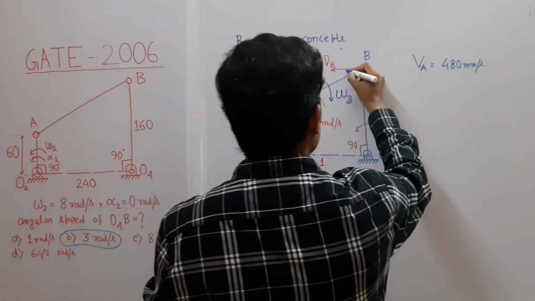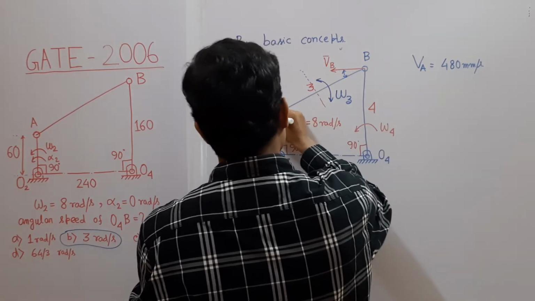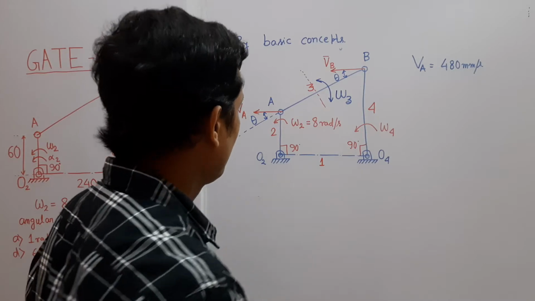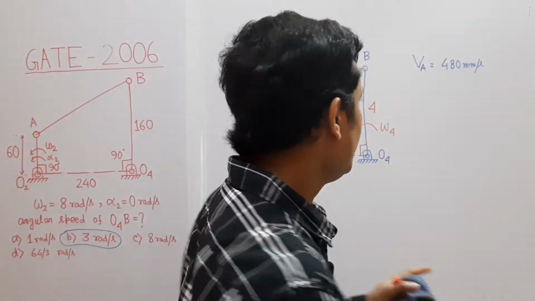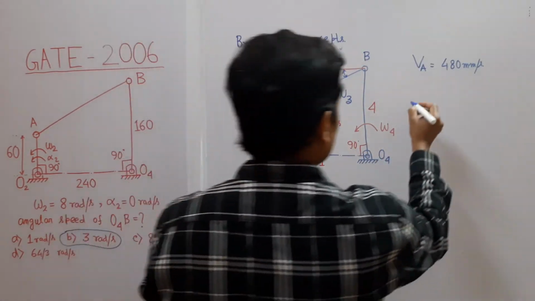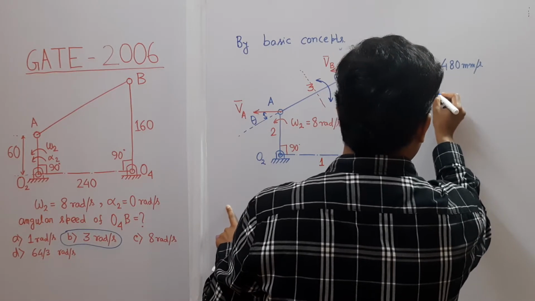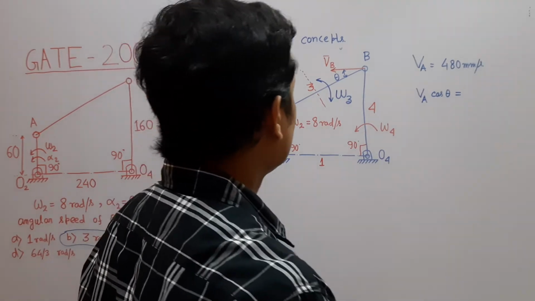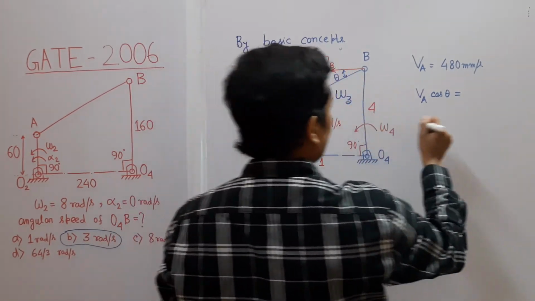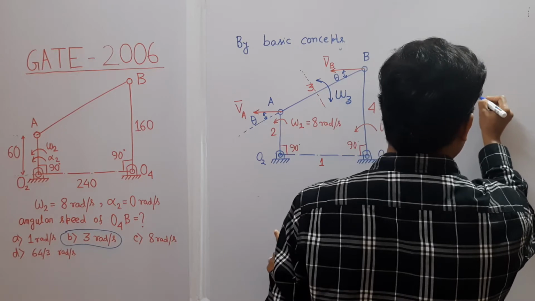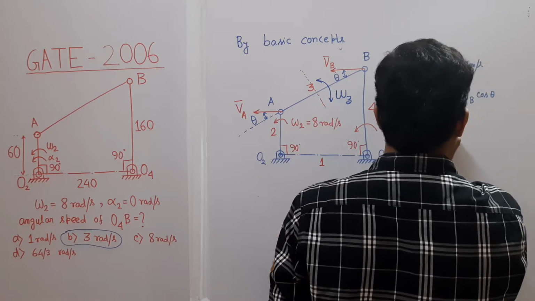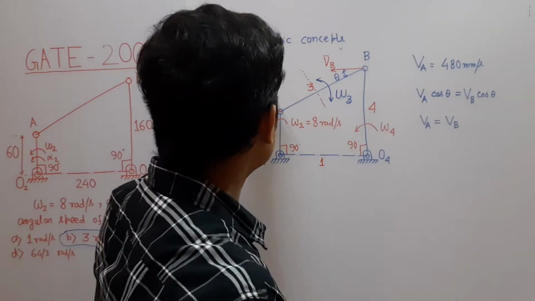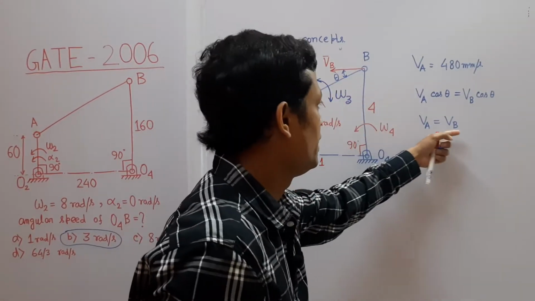So they will make same angle with AB. And let us consider that this angle is theta. So component of VA along AB, that is VA cos of theta, is equal to component of VB along AB, that is VB cos of theta. So that is VA is equal with VB. So by using basic concepts, we also get VA equal to VB.